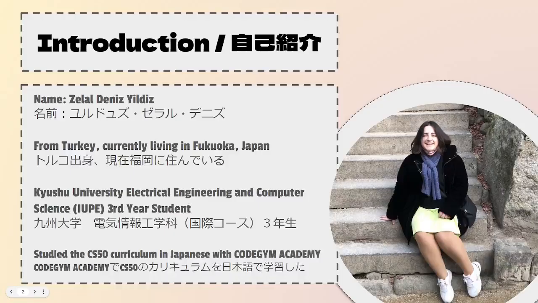So, first of all, here's a brief introduction of myself along with a photo. Again, my name is Denise, and I'm a third-year student in Kyushu University. I studied the CS50 curriculum in Japanese as a part of Kojima Academy.